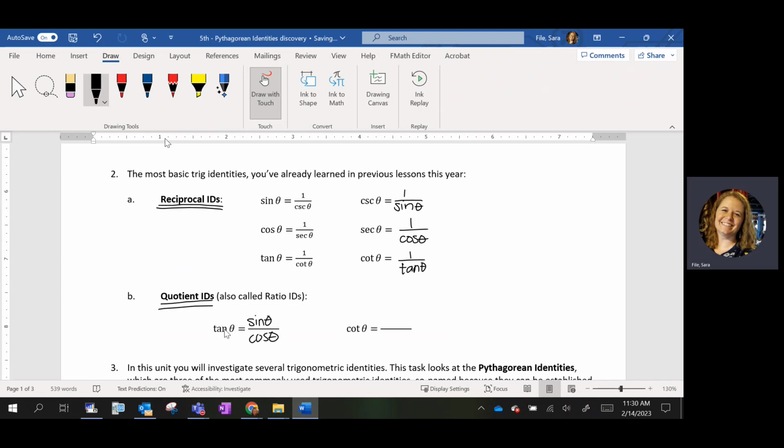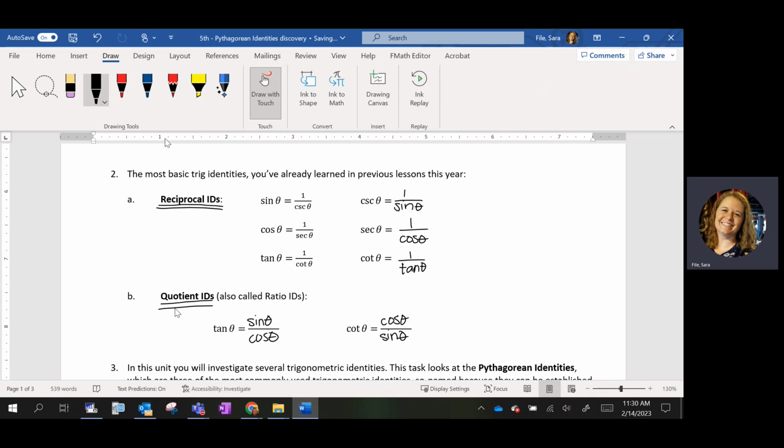Because no matter what theta is, if we do sine of theta divided by cosine of theta, it will be equivalent to tangent of theta. Does that make sense? What would cotangent of theta's quotient identity be? Yeah, it's the reciprocal of tangent, so it would be the reciprocal of this ratio, which would put cosine in the numerator and sine in the denominator. Okay, so reciprocal and quotient identities, those are familiar to you. Now you have a name for them.